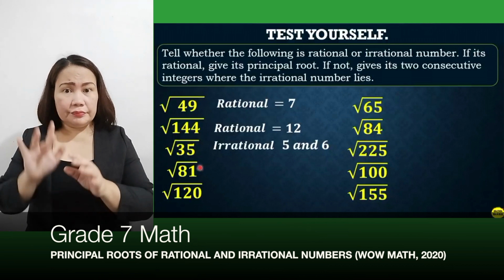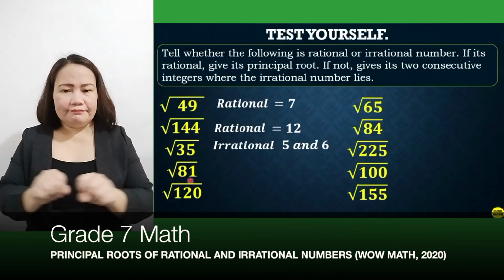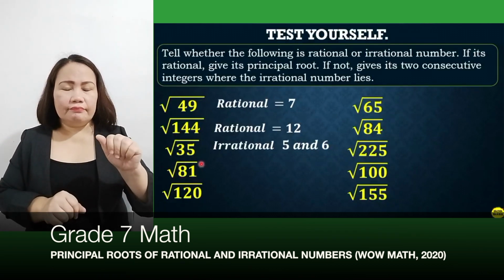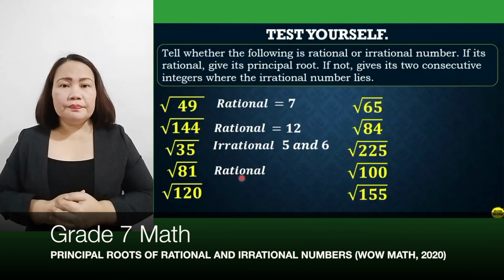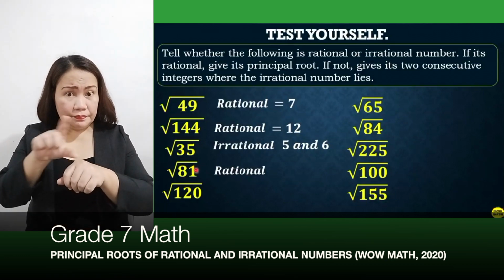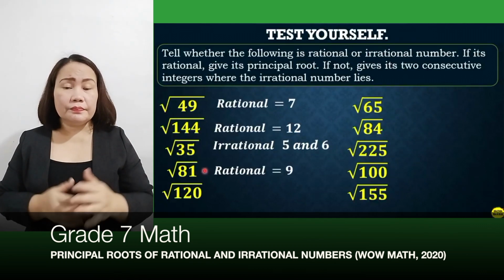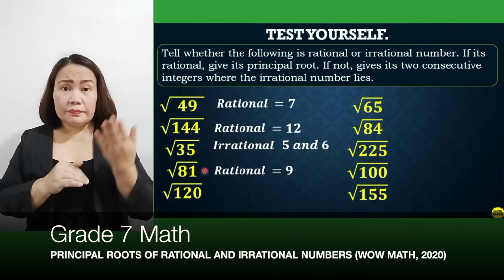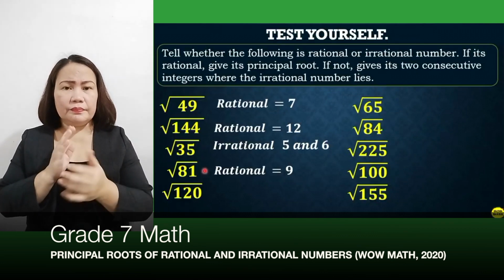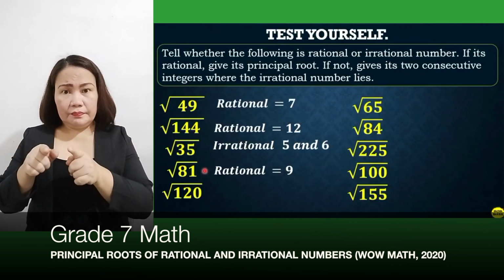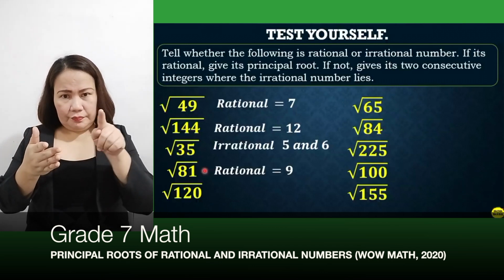Okay? Next, square root of 81. This is a perfect square. So this is rational. Okay. So what is the principal root? Very good. That is 9. Okay? So, ulitin ko ha, kanina, nung nilabas ko yung given, pwede mo i-pause yung video and then magsagot ka muna and then balikan mo para sa checking.